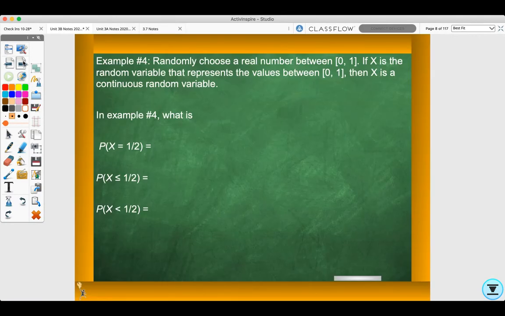So in example 4, randomly choose a real number between 0 and 1. If x is the random variable that represents the values between 0 and 1, then x is a continuous random variable because you have infinitely many values. So what's the probability that x equals 1/2? With this, you can actually visualize it like a calculus problem. Can you see the calculus, for those who have taken calculus? And hopefully those who have taken calculus are thinking integrals.